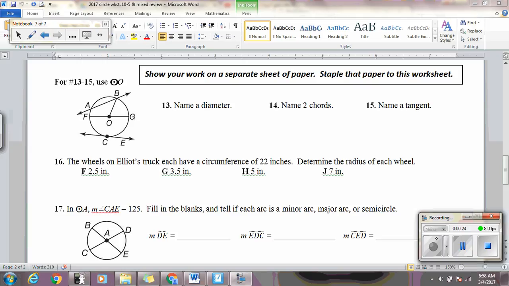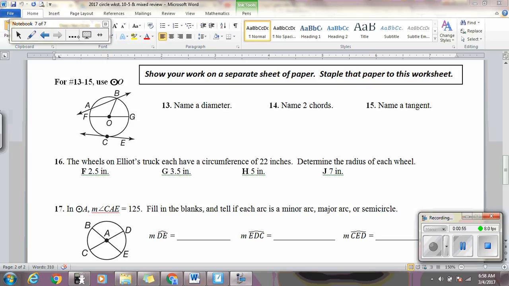Alrighty. For number 13, it says name a diameter on circle O. Also, please make sure you show all your work for the review on a separate paper, because you're going to turn it in separately from the other side's homework assignment. So again, make sure you do all your work for the review on separate paper. It's even in bold at the top of this side of the sheet. Thank you.